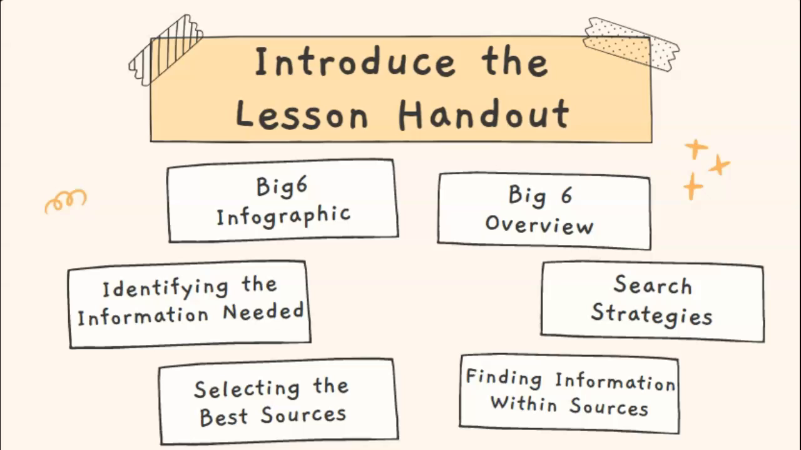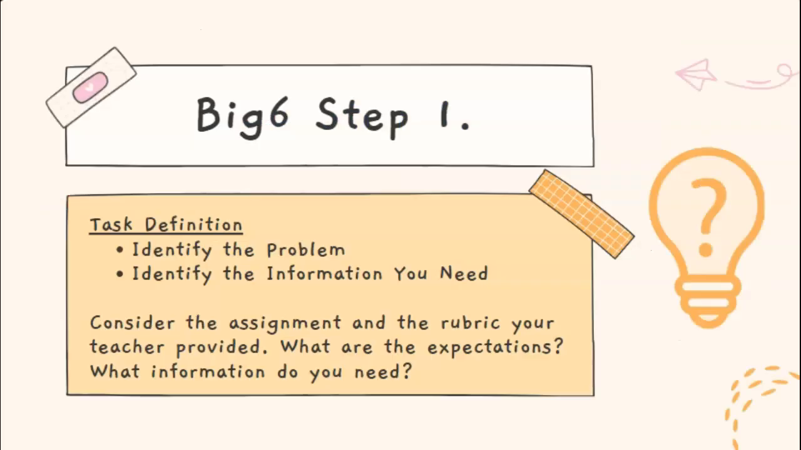Now, on to the Big 6. The Big 6 is separated into 6 steps. Step 1 is task definition. It is where you identify the problem and identify the information you need. So, when you're doing this step, consider the assignment and the rubric that your teacher provided. What are the expectations you need to meet? What information do you need to complete the project?